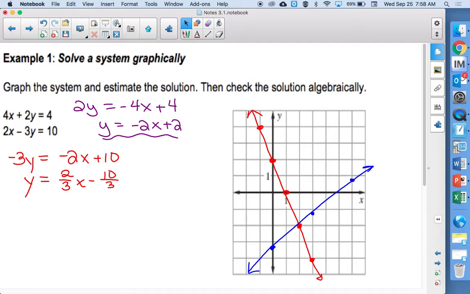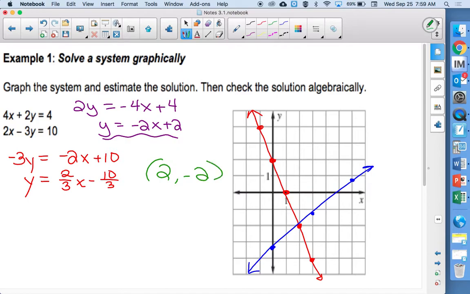So it says graph the system and estimate the solution. Peter, where does it look like the solution is? Yeah, so it looks like the solution is at (2, -2), this guy right here. To check it algebraically, Peter, how do you think you check it algebraically? Yeah, plug it into the equations. Plug it into the original equations, plug it into the y equals equations, totally up to you. But you have this ordered pair, you're plugging it back into the equations to make sure it's correct.